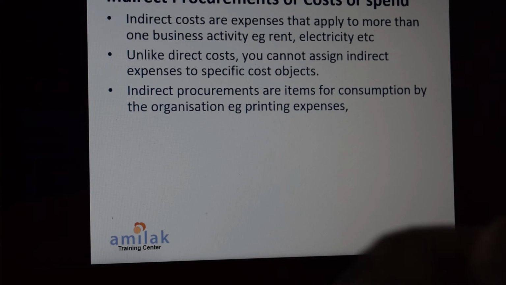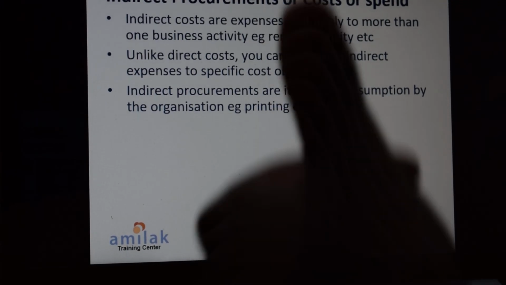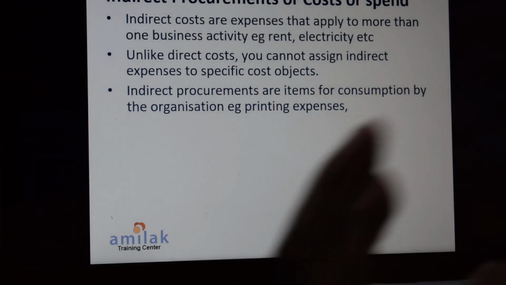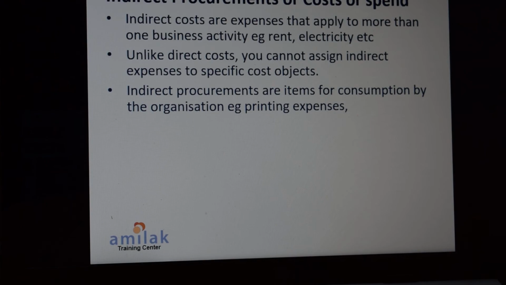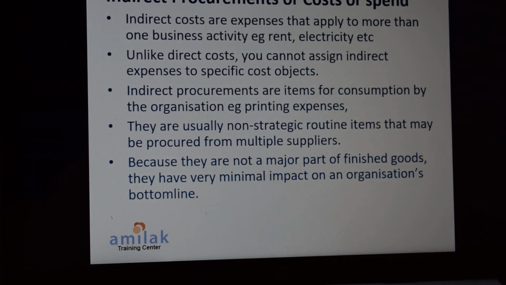Indirect procurements are items for consumption by the organization, e.g. printing services. So all the costs associated to your toners, to your paper, and hiring and leasing, if you hire or lease or procure printers, all those are indirect procurements. They are usually non-strategic return items. They may be procured from multiple suppliers. So you've got various suppliers that are available. Because they are not a major part of finished goods, they have very minimal impact on an organization's bottom line.